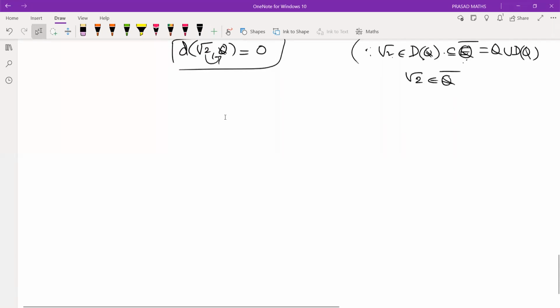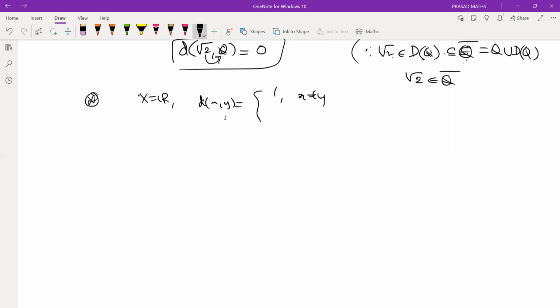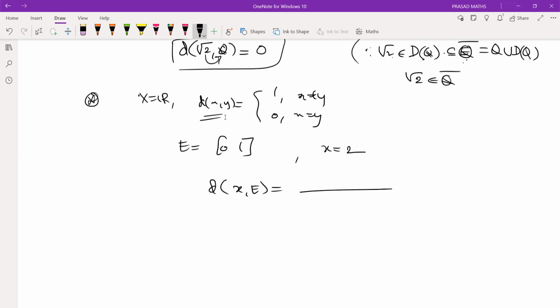Right? Suppose you take this. Suppose X equals R with respect to the discrete metric, where d(x, y) is defined by whether x equals y. My set is, for example, the closed interval [0, 1]. Suppose I take x equals 2. What does the distance between x and E mean with respect to this discrete metric?